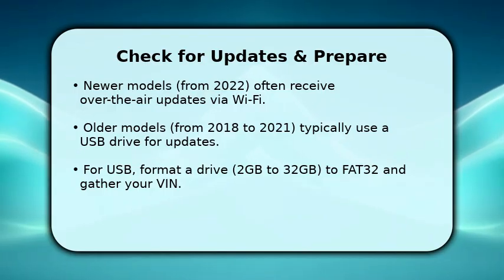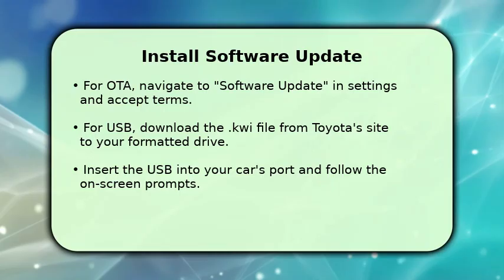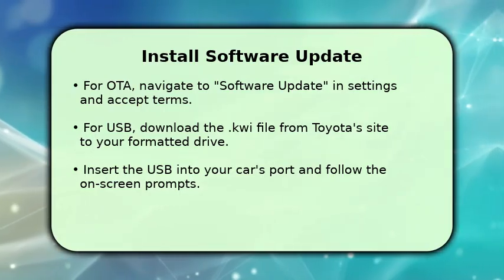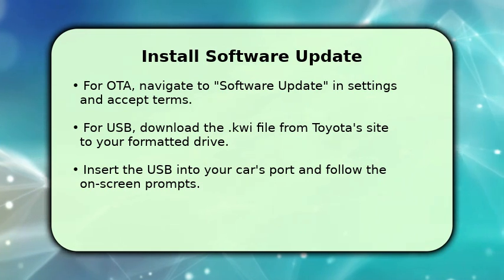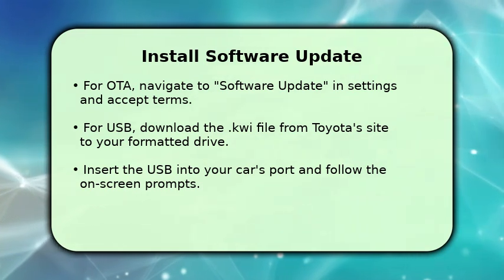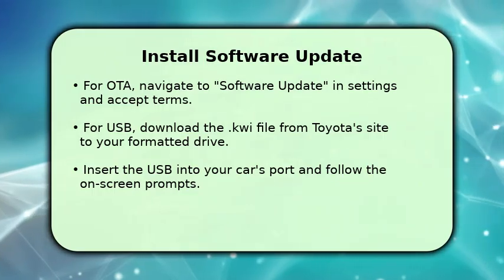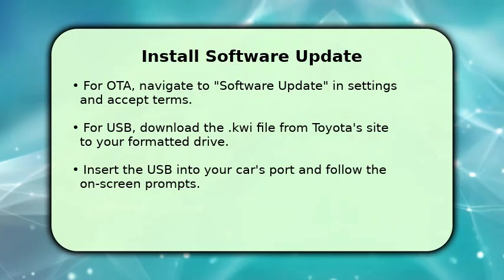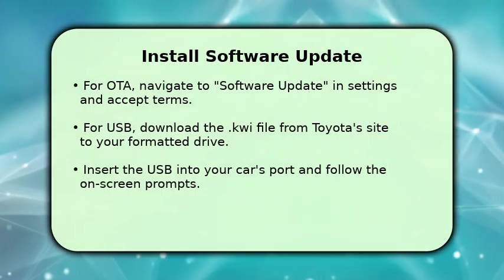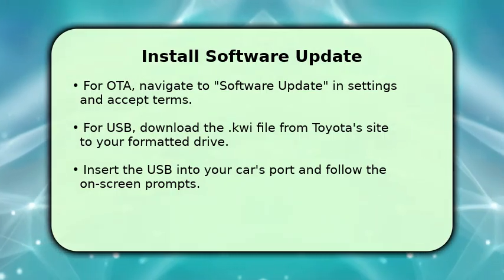identification number. To install, if you're doing an over-the-air update, simply follow the on-screen prompts to download and accept the terms. For USB updates, visit the official Toyota update portal, enter your VIN, and download the correct QI file to your formatted USB drive. Then, insert the USB into your Camry's port, turn on the ignition, and follow the installation instructions on your display. Keep your engine running throughout the process.